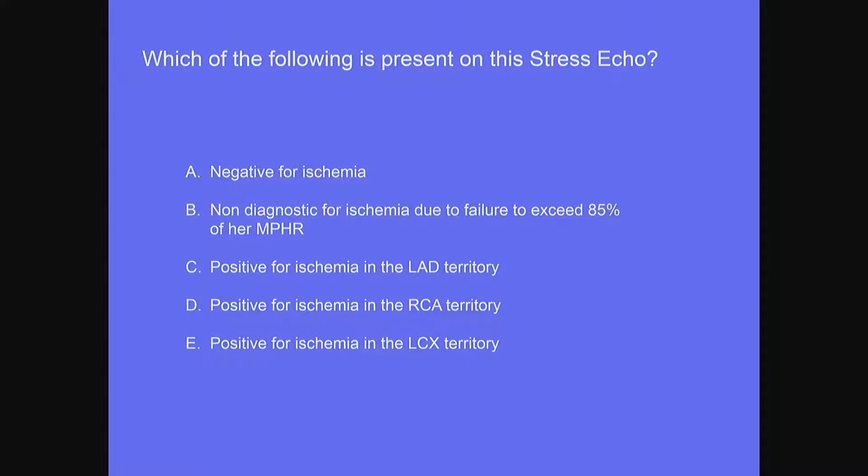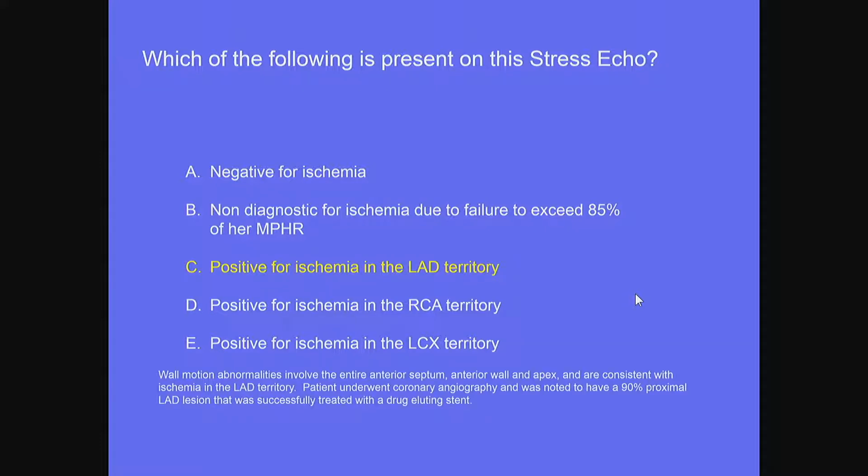Which of the following is present on this stress echo? A, negative for ischemia. B, non-diagnostic for ischemia due to failure to exceed 85% of her maximum predicted heart rate. C, positive for ischemia in the LAD territory. D, positive for ischemia in the right coronary artery territory. E, positive for ischemia in the left circumflex territory.